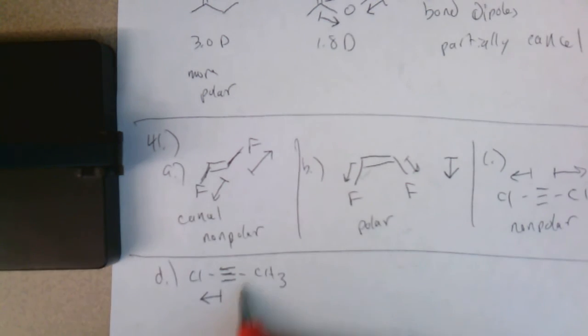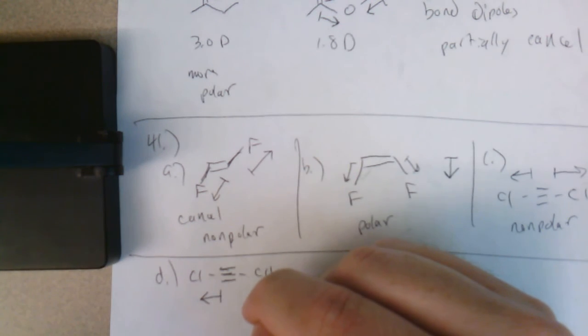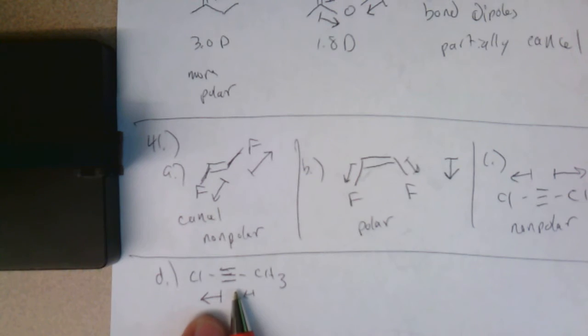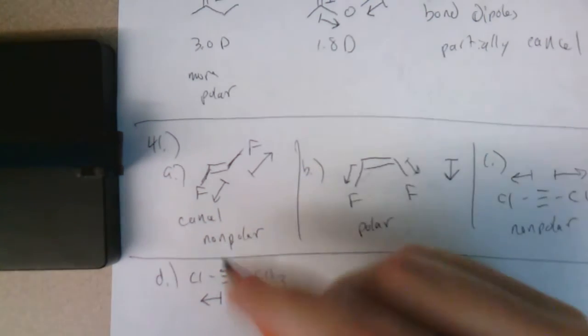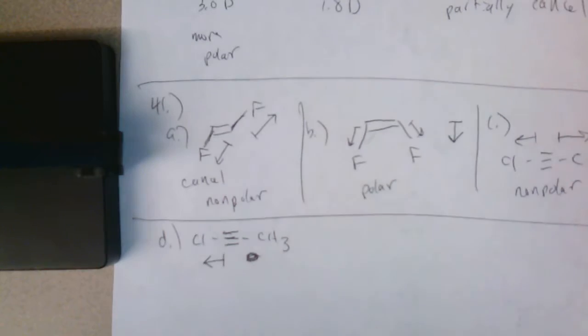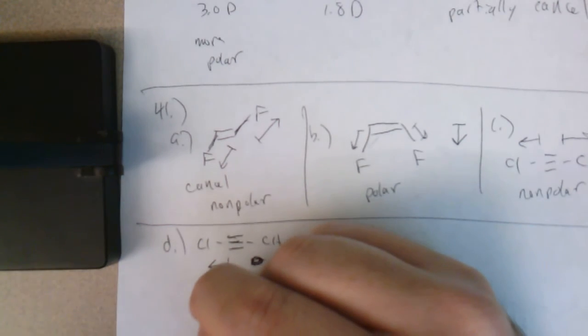The methyl group's not doing anything. Honestly, this is probably pulling a little bit towards this more electronegative, electron deficient sp carbon based on what we've talked about previously. But let's not make the picture more confusing here. Overall, we for sure have a dipole pointing to the left. So this is going to be polar.